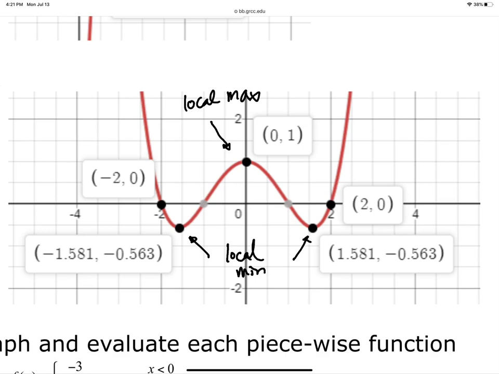Now, the local mins here are also the global mins, because in this case, they happen to be the lowest value out of the entire function. So a local minimum and global minimum could be the same points, but the local minimum is not always the global minimum. Same thing for max. A local max could be the same as a global max, but it is not necessarily a global max. Like in this case, we don't have a global max because the line keeps going.